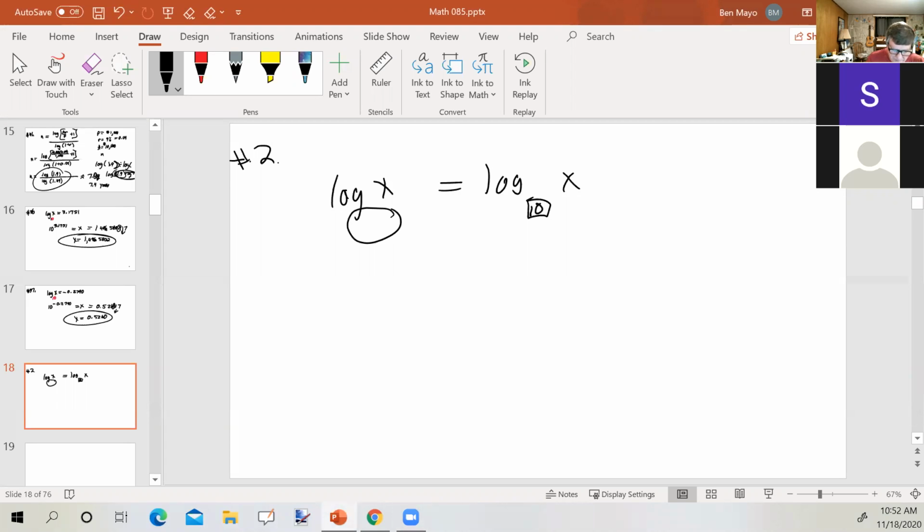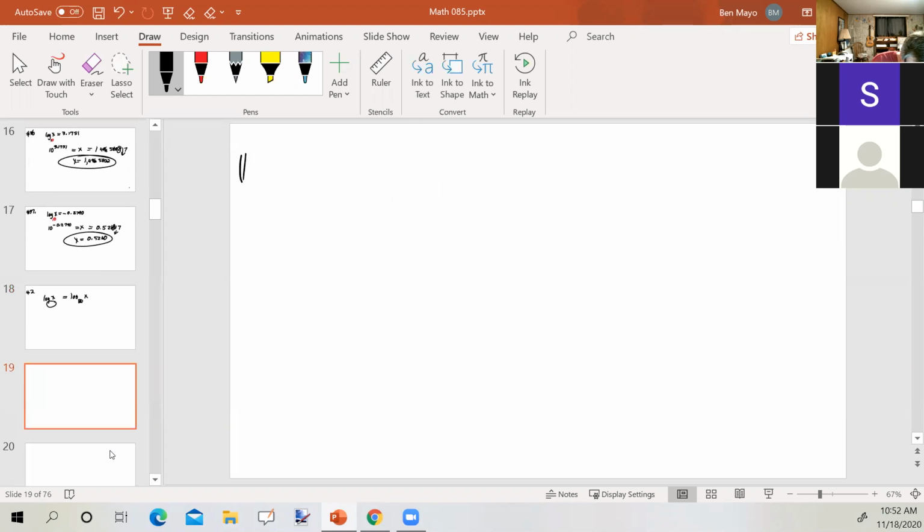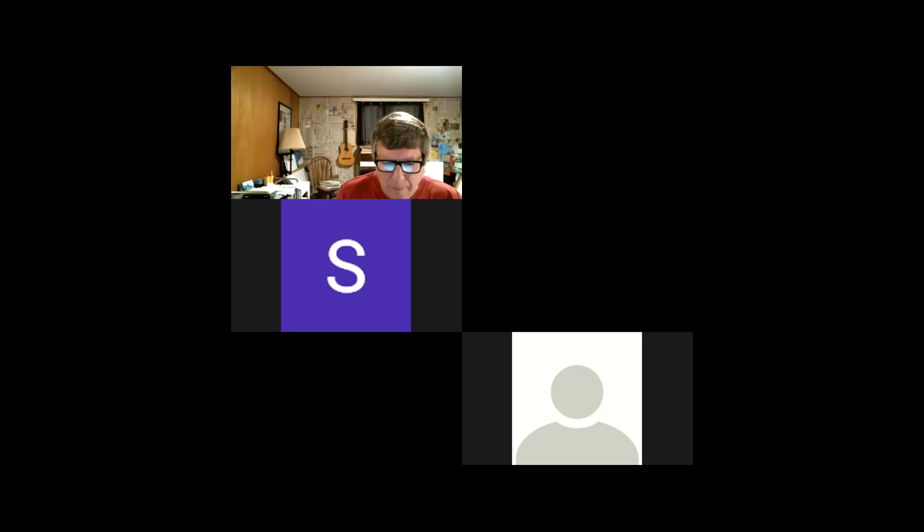Okay. Now, one more problem, number 5. It says write the logarithmic equation as an exponential equation. Log base 10 of 10 equals 1. So this would be 10 to the 1 power equals 10. Now, the person, let me show what they wrote here.